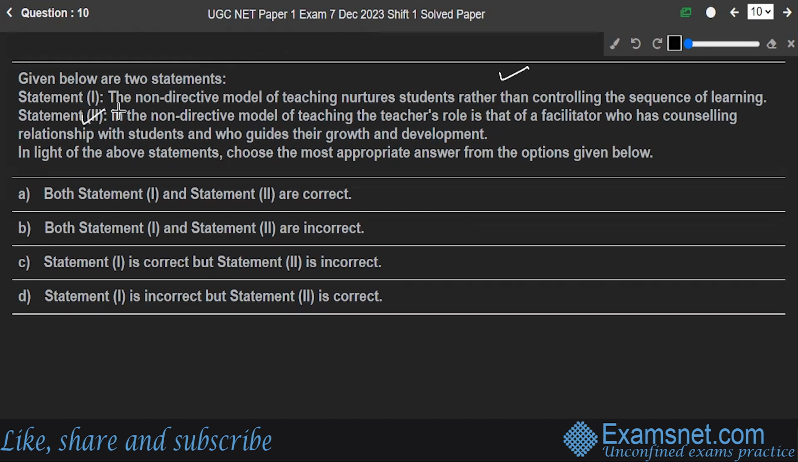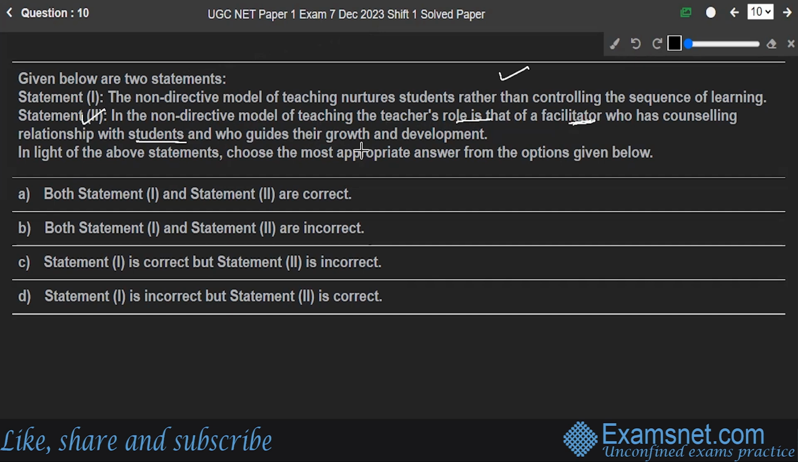The second one is also correct. In a non-directive model of teaching, the teacher's role is that of the facilitator who has a counseling relationship with the students and who guides their growth and development. So yes, this is also correct. In the non-directive model of teaching, the teacher's role is to facilitate learning rather than to direct it.